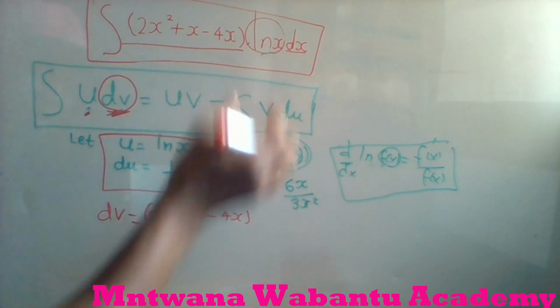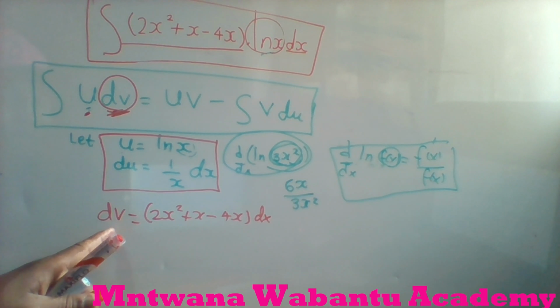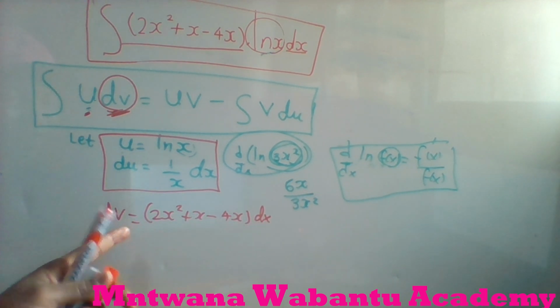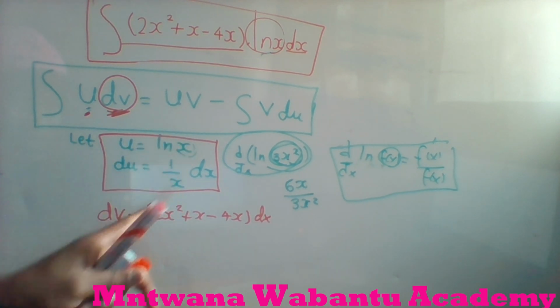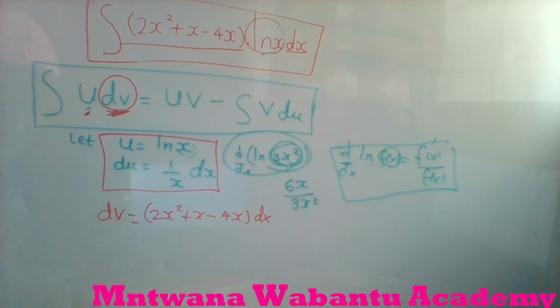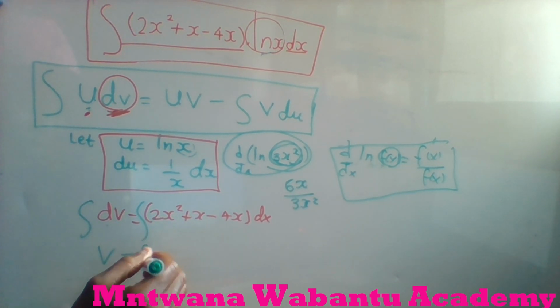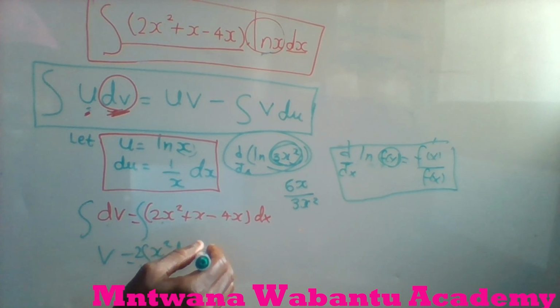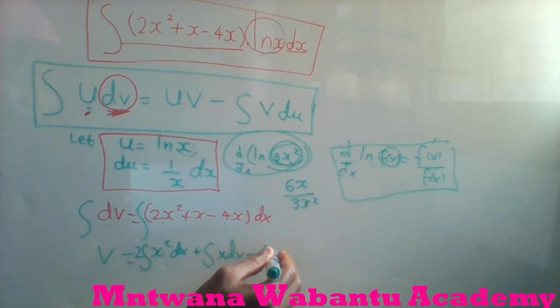So here you differentiate, and when you have a dv, to go back you have to integrate. The one you let as u, you differentiate. The one you let as dv, you integrate. So let's integrate left and right hand side. When you integrate dv, you get v, and then here we integrate separately. The 2 goes out, and here is x squared dx, and then I'm going to integrate x.